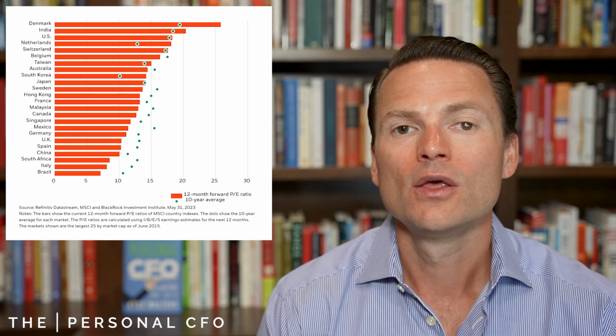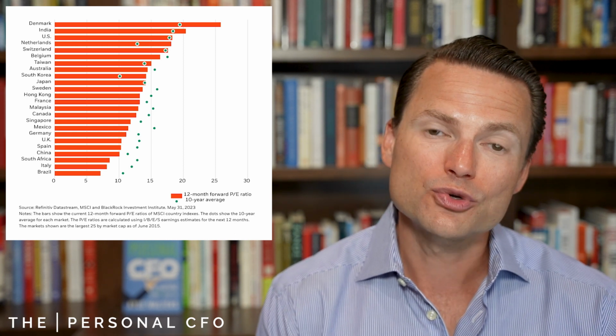But there's also these little green dots. And the dots are helpful because they tell us how expensive countries are relative to themselves. In other words, the green dot represents the average price to earnings that you'd pay for these countries. And as you can see, going to Denmark again, while it is the most expensive country relative to the other countries, it's also relatively expensive to its own history. While it's trading at a 25 price to earnings today, it actually trades closer to a 20 over the last 10 years. So it's expensive relative to others, and it's expensive relative to itself.